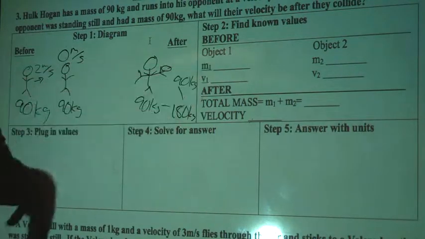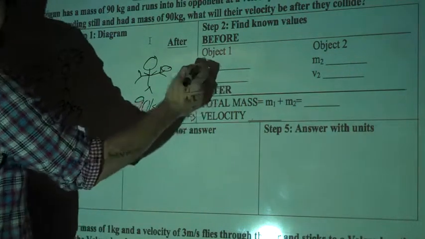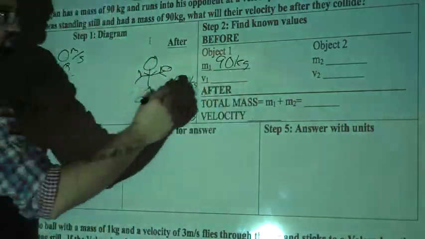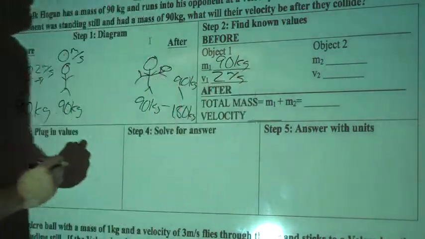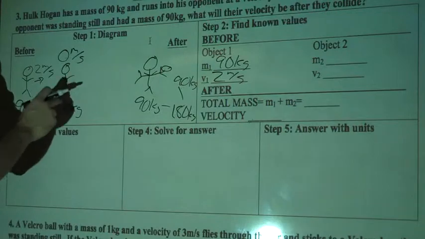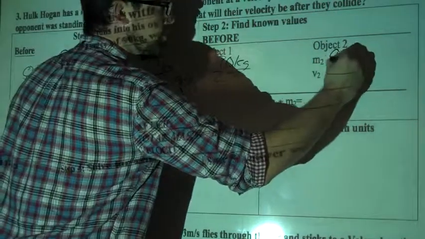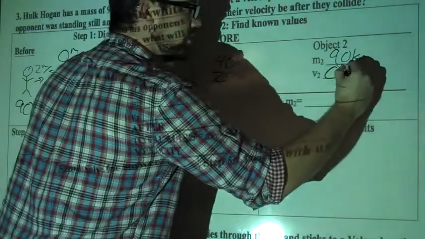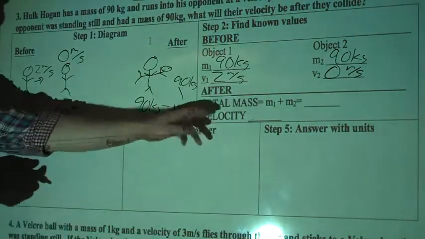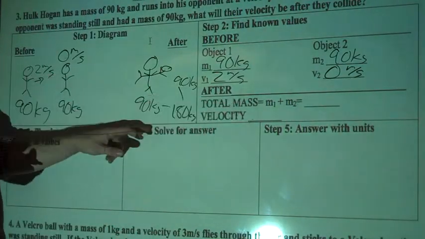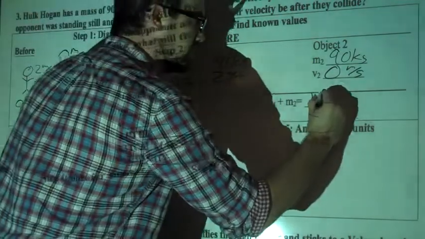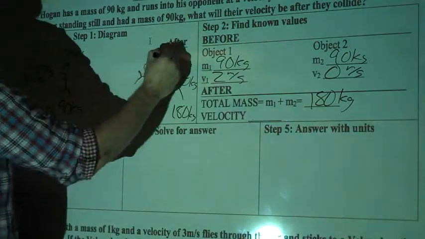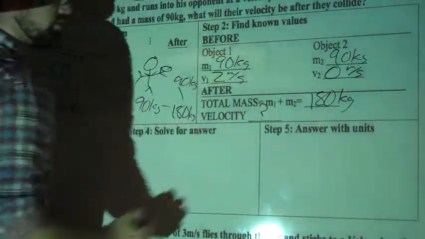Okay, let's write down their masses and their velocities. So the mass of the first one, Hulk Hogan, 90 kilograms. And the velocity of that was 2 meters per second. Object 2 was his opponent. He had a mass of 90 kilograms also, and a velocity of 0 meters per second. He was standing still. So finally, the total mass, we already added that up. So M1 plus M2 is going to give me 180 kilograms. And the velocity I don't know, so I'll put a question mark there.